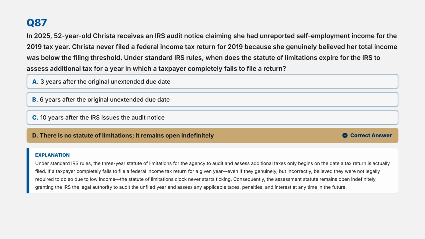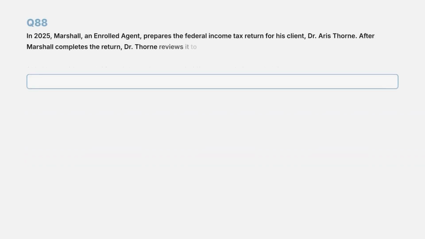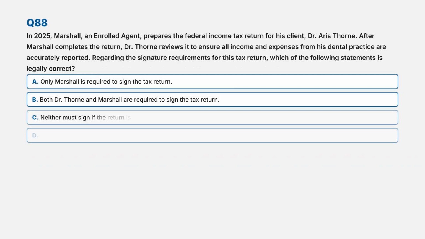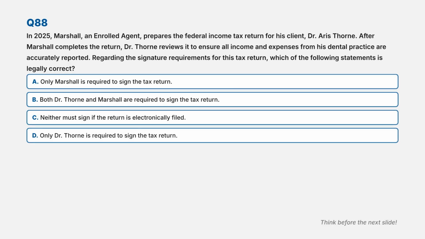Great, let's move on to question 88. Question 88. Here's the scenario. In 2025, Marshall, an enrolled agent, prepares the federal income tax return for his client, Dr. Aris Thorne. After Marshall completes the return, Dr. Thorne reviews it to ensure all income and expenses from his dental practice are accurately reported. Regarding the signature requirements for this tax return, which of the following statements is legally correct?